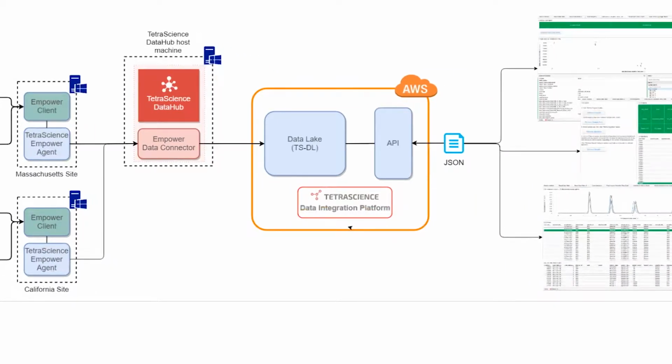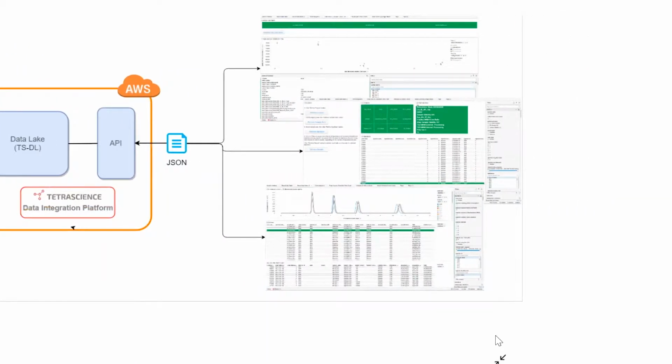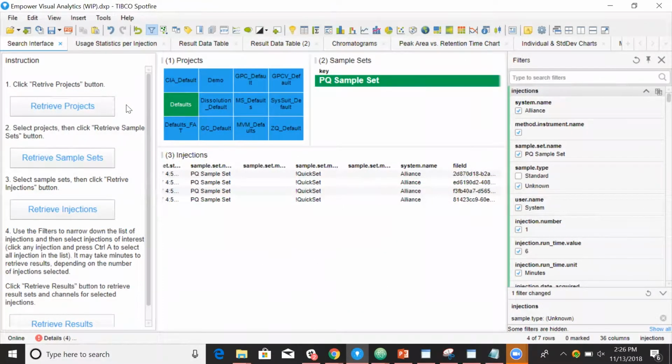Within the data lake, data is saved and converted into a standardized JSON format. A standard format enables users to perform analysis across disparate data sources, or indeed combine data in any downstream application. In this case, we'll be using TIBCO's Spotfire to visualize Empower chromatography data across multiple instruments and sites. Now, let's see how it works.